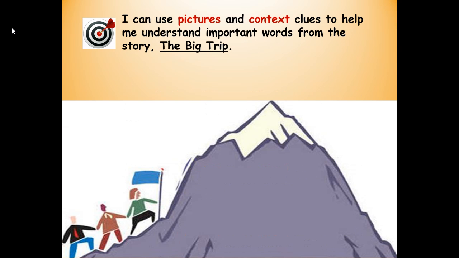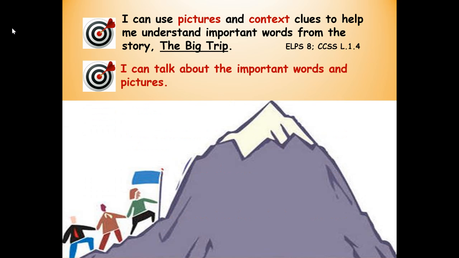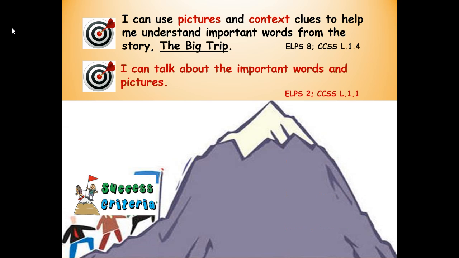Here are our learning targets. I can use pictures and context clues to help me understand important words from the story, The Big Trip. Our second learning target is I can talk about the important words and pictures.